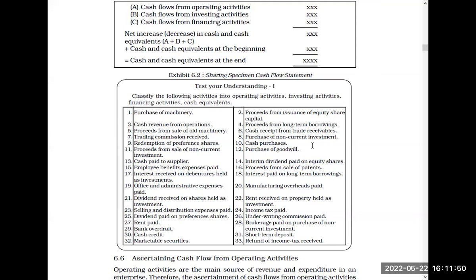Refund of income tax. Operating. Since you consider payment of income tax as operating, you have to consider this also operating. Okay. Fine, I think this is about theory. Sorry, madam.